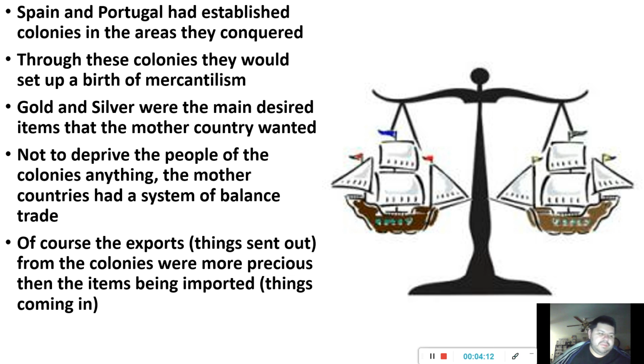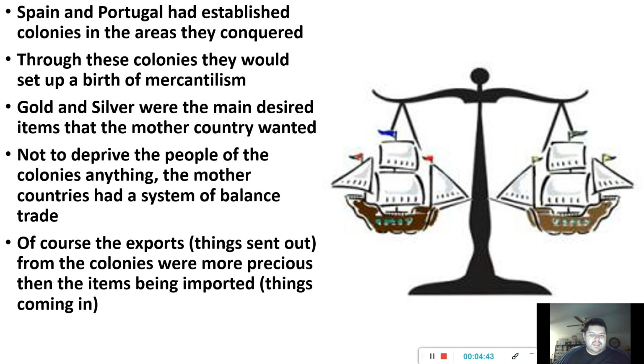Now here's the thing: it wasn't all just take, take, take. A lot of these colonies were like, okay, well, what do you need? The colonies would say, we need chairs, we need tables, we need clothing. The mother countries would say, okay, fine, here's all that stuff. They would basically try to keep them happy because they wanted that gold and silver to be sent to them.